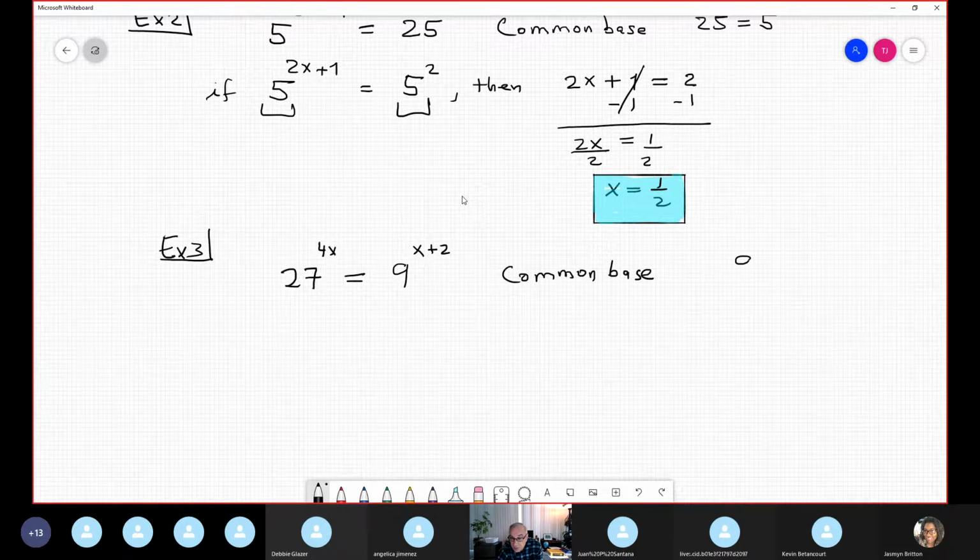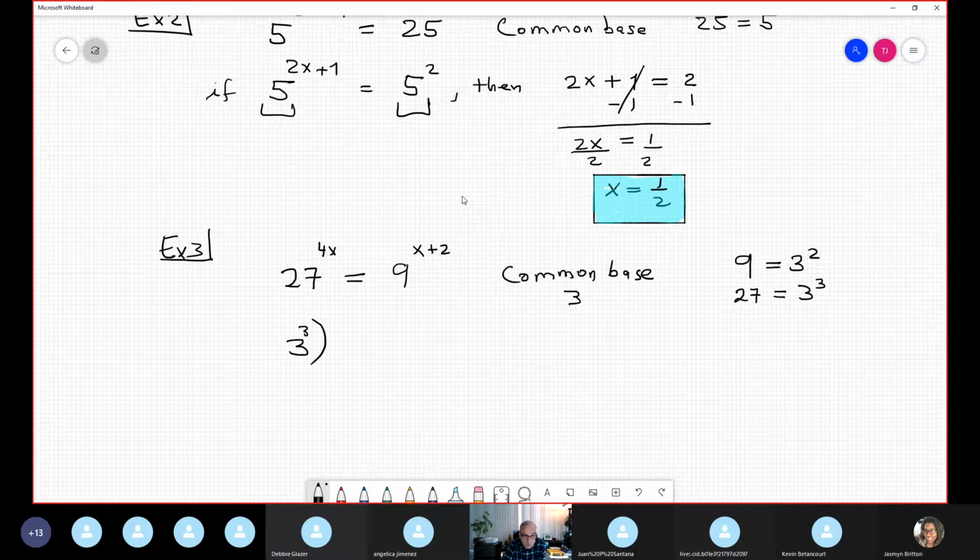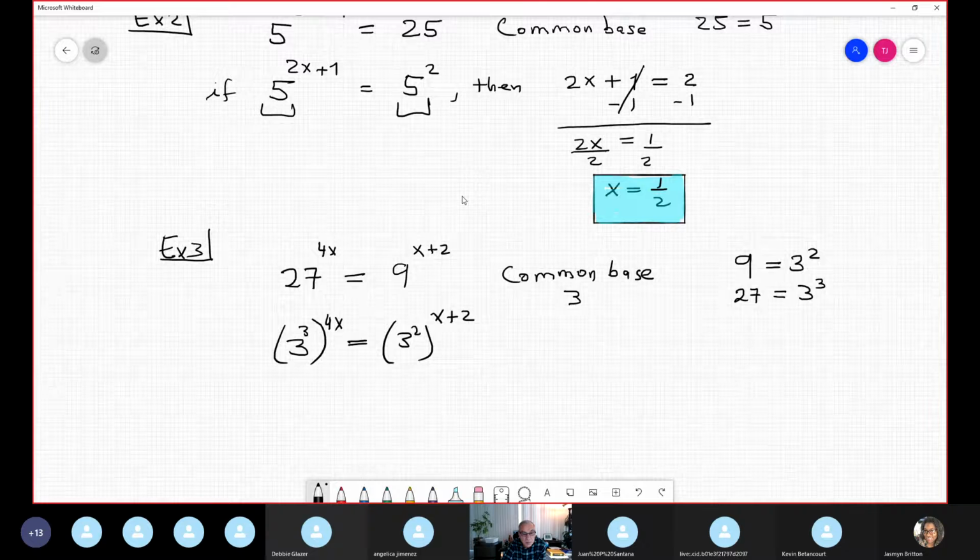3 squared. The 9 is 3 squared. And what about 27? 27 is 3 cubed, very well. So the conclusion is the common base is obvious, it's 3. And you replace: 3 cubed raised to the 4x is equal to 3 squared, which is 9, raised to x plus 2.